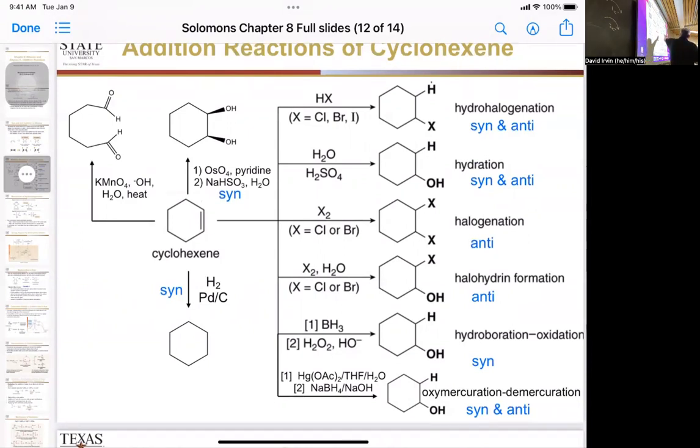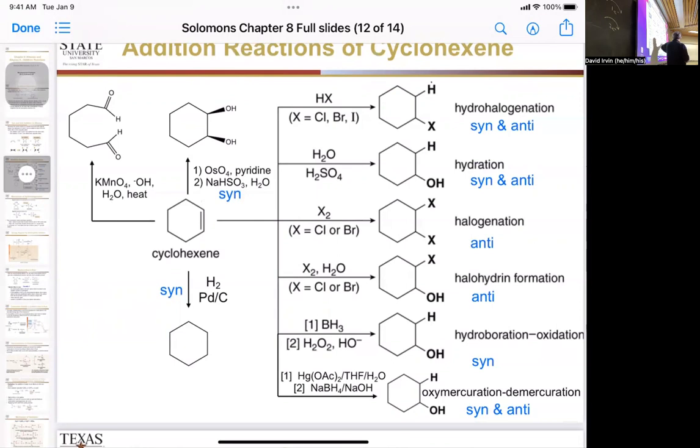Okay, now we have halogenation. We're going to add 2 halogens, 2 single bonds to halogens, and it's always anti because of the mechanism. We can also do that with a halogen and water, and we end up with a halogen and a hydroxide. The way we do this is we just have a whole bunch of water around, and it acts as a nucleophile or a Lewis base.